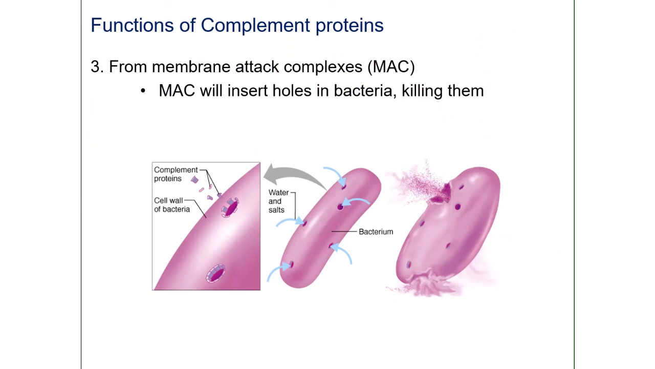And the third thing that complement proteins can do is that they can form these things called membrane attack complexes, or MAC. So these MAC will insert holes in the bacteria and cause them to leak all over the place and die. So the other two mechanisms that we talked about, the chemical trails and tagging the targets, are kind of strategies to enhance other immune defenses. But here, this ability to form the MAC, it's kind of on the offense, right? It punches holes in the bacteria and causes them to die.